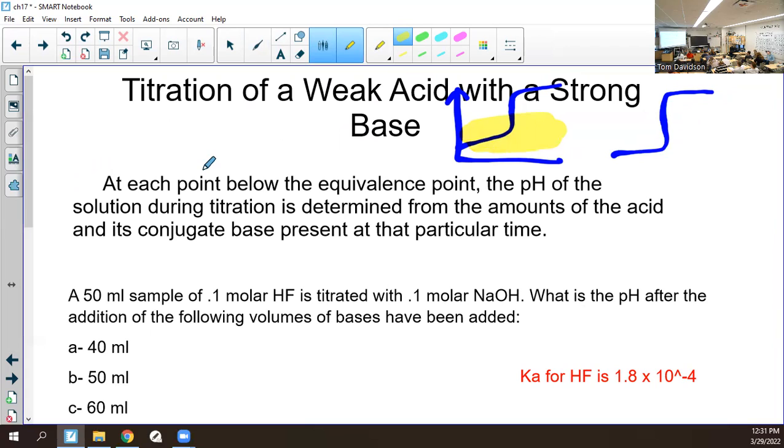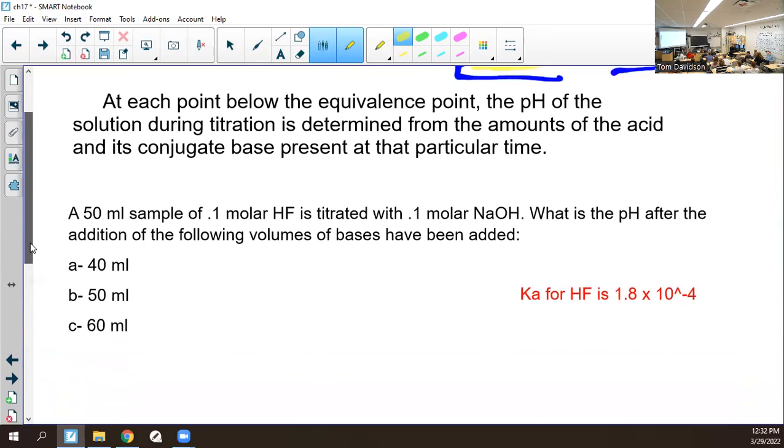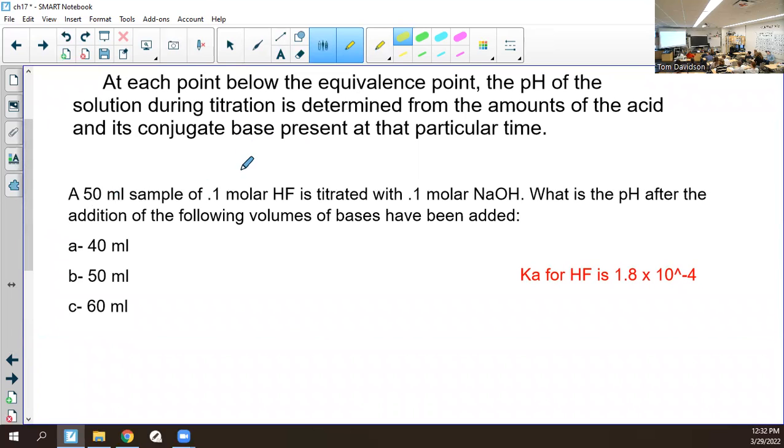At a point below the equivalence point, the pH of the solution during titration is determined from the amount of the acid and its conjugate base present at that particular time. So here we go. A 50 milliliter sample of 0.1 molar HF is titrated with 0.1 molar NaOH. What is the pH after the addition of the following volumes of base? This is really similar to what we did before, but slightly different.